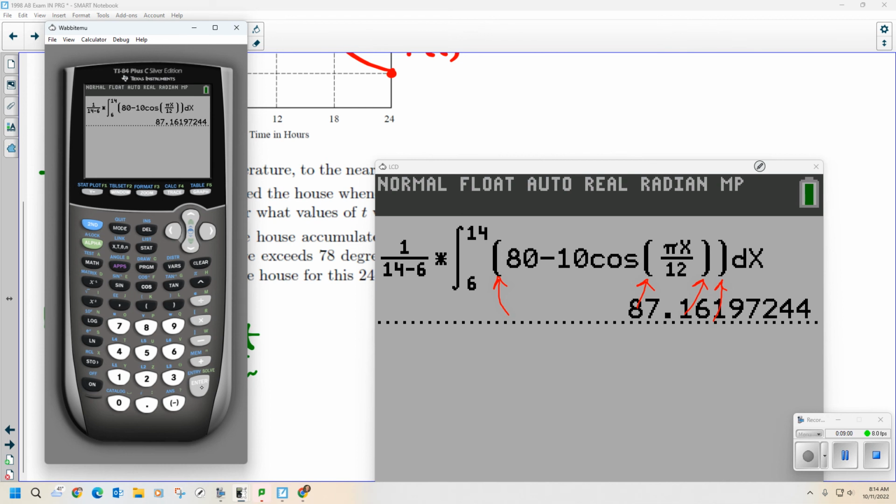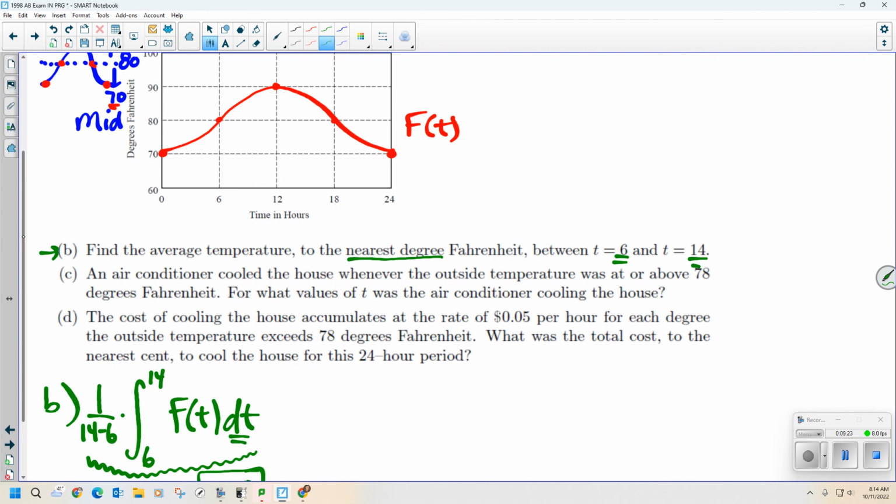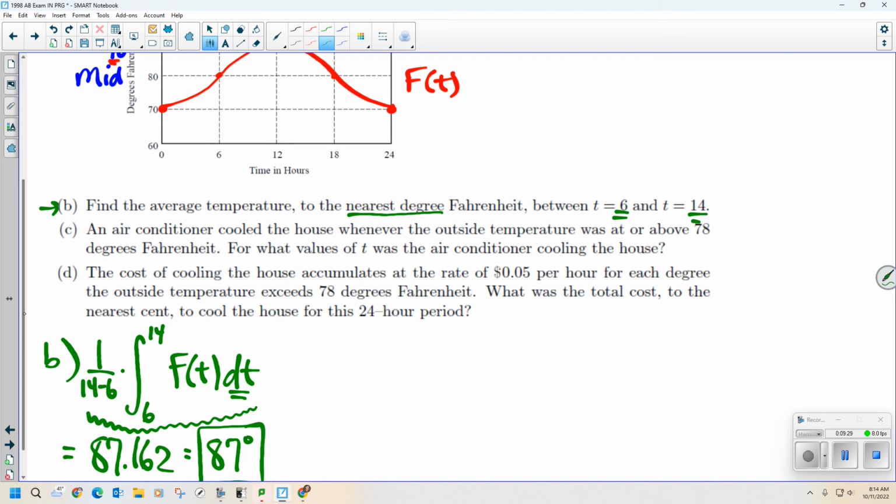87.162. Find the average to the nearest degree, so that's going to be 87 degrees. Okay, 87 degrees. That's the average. All right? Good. That's it. Done. So far, A and B were pretty easy.